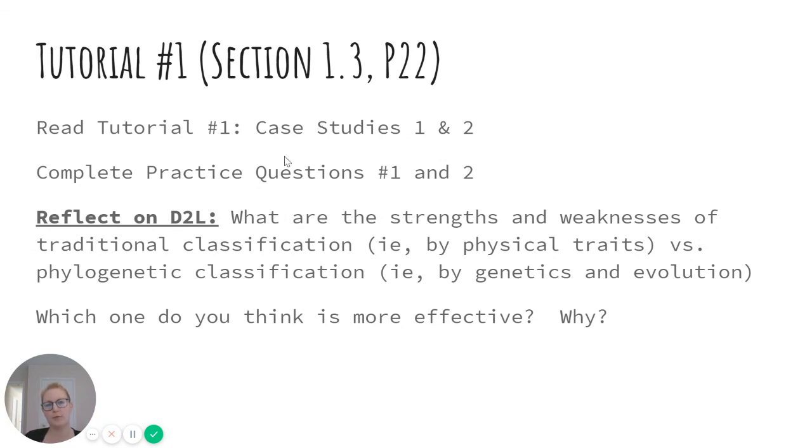I want you to think about the strengths and weaknesses of traditional systems, such as using physical traits, that would be like our dichotomous key, versus the phylogenetic classification, which is what we're doing here with these phylogenetic trees, which I mentioned include genetics and evolution as part of what organizes that entire tree. And then it's really your opinion. So which one do you think is more effective and why? So at this point, you will have tried out the dichotomous key and also tried out a bit of the phylogenetic tree. And your goal is to try to figure out for yourself, which one do you think is actually better in helping to classify everything?